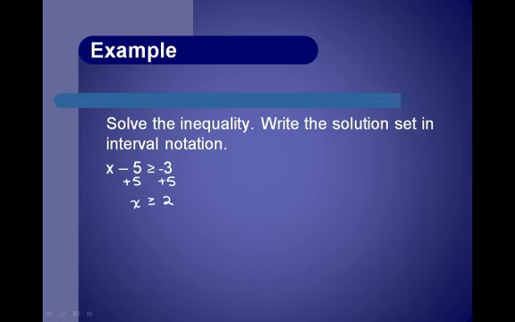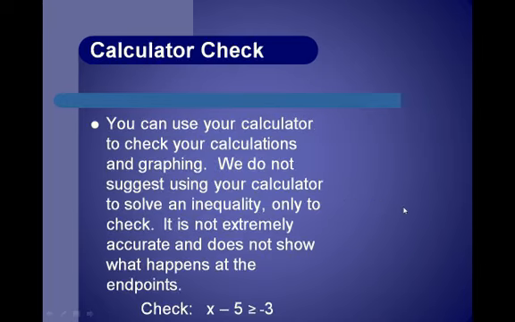Once you get your inequality, let's look at the graph. x is greater than or equal to 2. That means it includes 2. So we're going to put a closed circle. Shade numbers greater than 2. So we're going to shade to the right. So our interval notation is bracket 2 to infinity, parenthesis. Now, you can use your calculator to check your calculations and check the graphing.